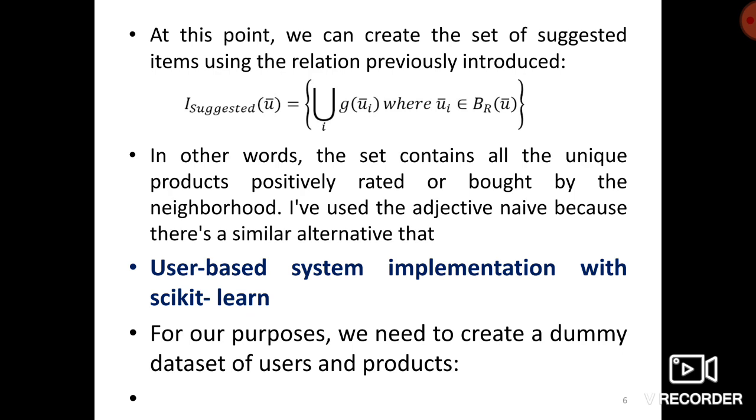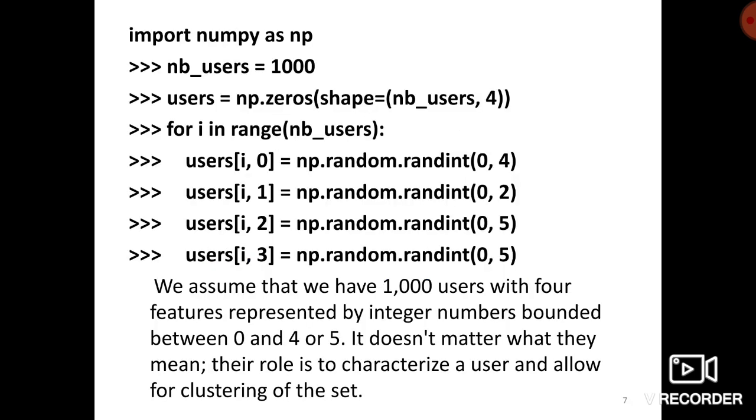User based system implementation with the scikit-learn code, and let's see the step-by-step scikit-learn code. For that purpose, we need a dummy data set of users and products. In the following example, we are considering 1000 users with 4 different products, and each product is associated with ratings which are bounded between 0 to 4 or maybe 5. Now let's see the code.